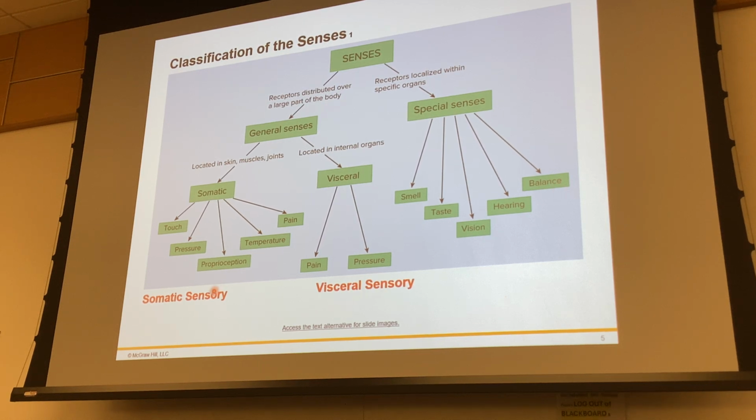So what we'll really focus on though is somatic sensory and visceral sensory, and those are basically talking about the source of information. Where is that information coming from? Regardless of where it's coming from, it's always going to the same place, and that is to say it's going to the central nervous system via the spinal cord and then the brain.